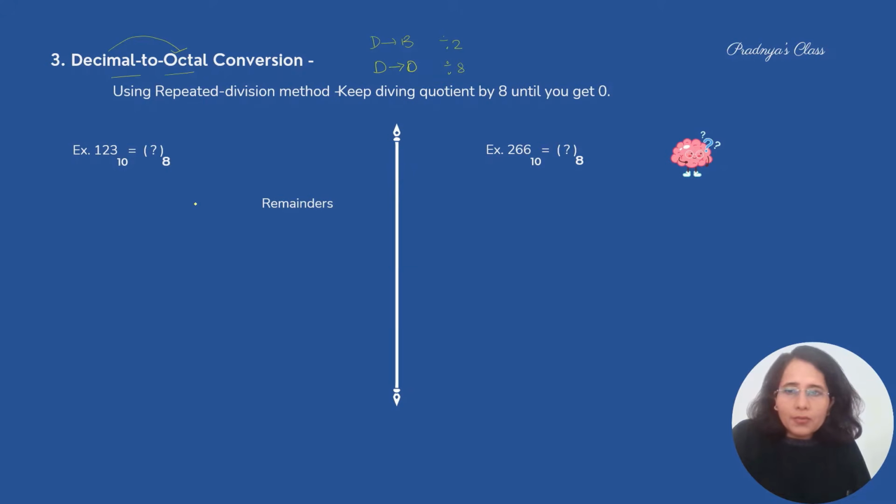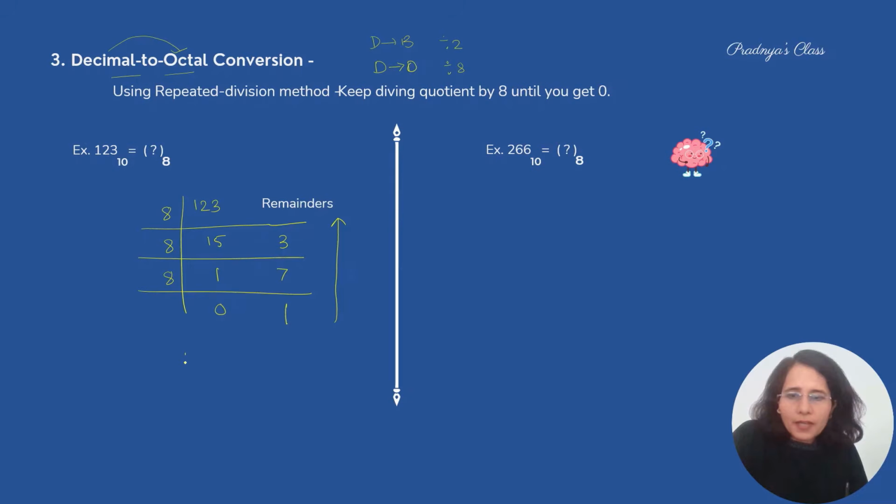So let's solve it. So the number is 123 and we have to keep on dividing by 8. So we will get here 15. So 8 15s are 120 and the remainder is 3. Now let's divide again by 8. Here 8 ones are 8 and the remainder is 7. Again divide by 8. So here it is 0 times and the remainder is 1. So we will get answer 173. So our decimal number was 123, that is base 10, and we got this octal equivalent of the decimal number.